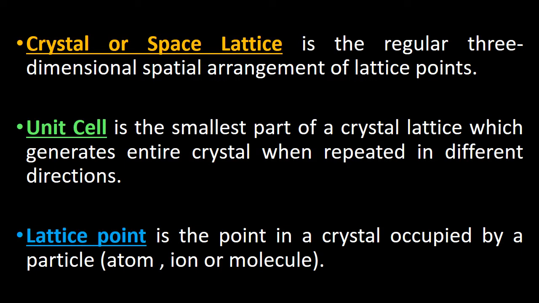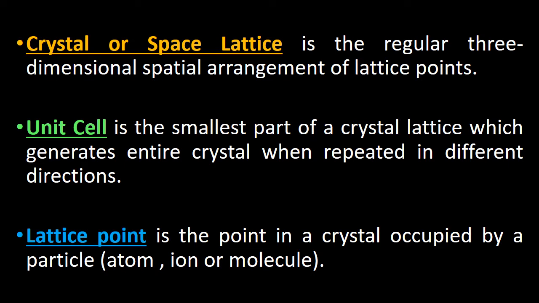In this session, I am going to discuss crystal or space lattice, unit cell, the types of unit cells, and the number of atoms in different types of unit cells. First, let us know what we mean by crystal or space lattice. It is a regular three-dimensional spatial arrangement of lattice points.